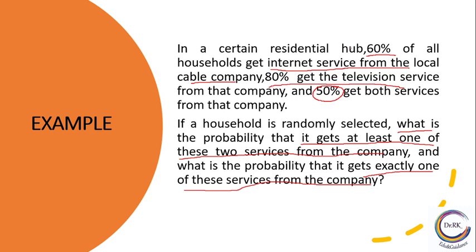Suppose we take the internet service as event A. Then we had P of A, that is 60%. If we take the second one, television service, as event B, this 80% is P of B. And 50% is nothing but getting both, that means P of A intersection B, that is both the services.